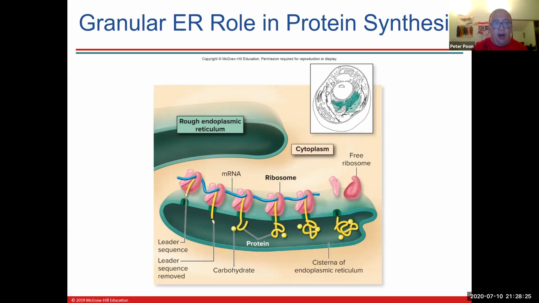So now the head of it is put in here. The leader sequence is ultimately cut off. But the head of it is already in, and so the rest of it just follows. And you either get something sticking out of the end of the membrane, or you get something that's completely inside the membrane.